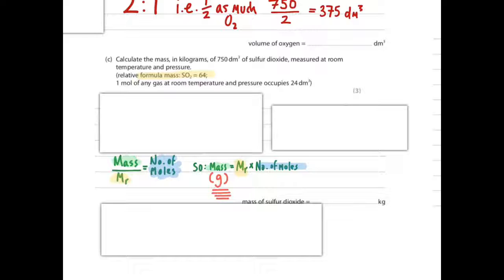But here's a different sort of problem. How many moles do you have in 750 decimeter cubed? That's a volume, that's not a mass. Well, the way to work it out is what it tells you here.